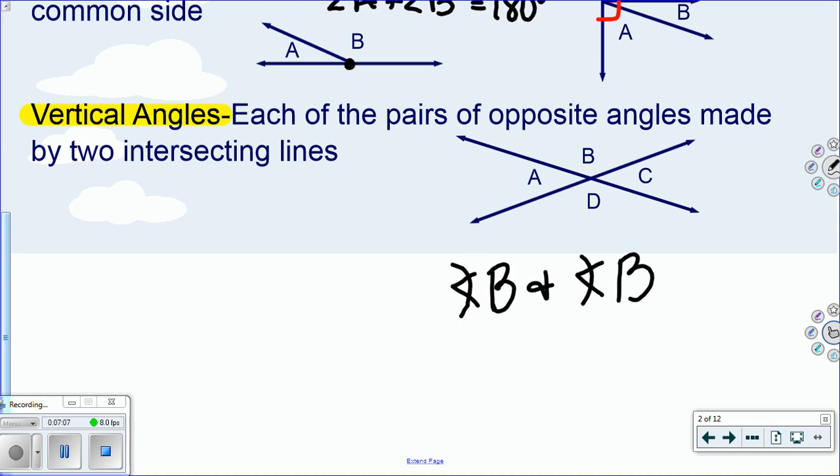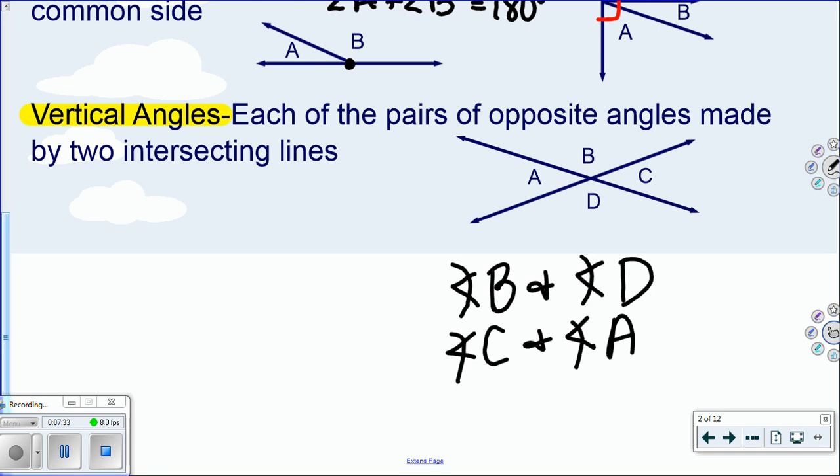Now, looking at angles A and C, what do you notice about their size, about their measure? They are both acute angles. What else do we notice about their measure? They have to be the same amount. They are the same. Vertical angles are congruent. Remember that word? Congruent, or the same measure.